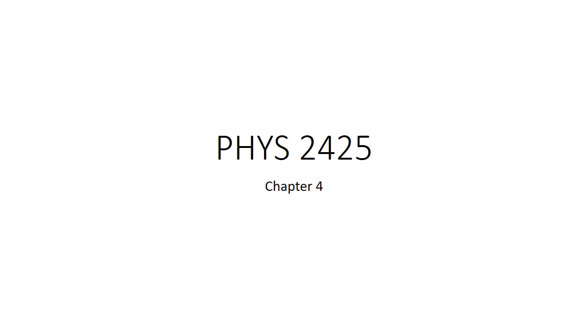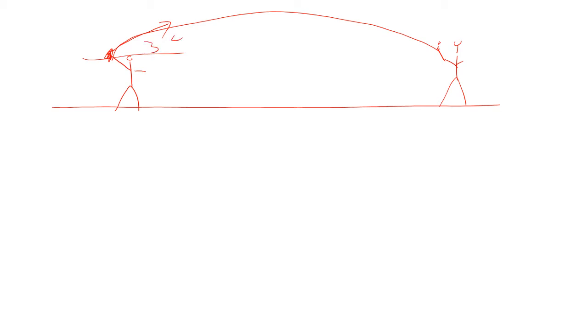Okay, let's do another football problem. So let's say that we've got a quarterback and he's throwing a football, and we want the receiver to catch the football at the same height that it leaves the quarterback's hands. We're going to throw at an angle of 34 degrees, and the receiver is going to be a distance of 17 yards away.